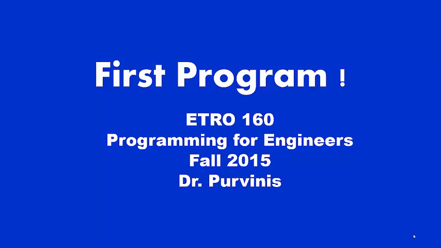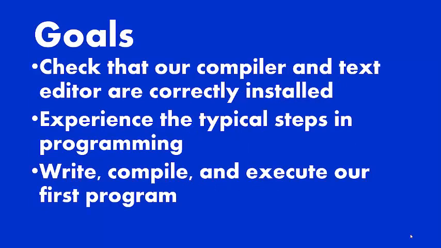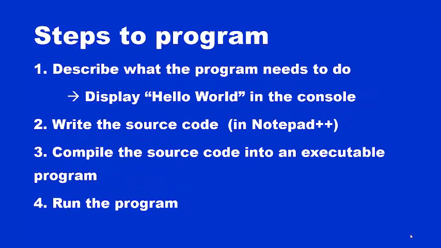We are going to create our first program. The goals of this video and this lesson are for you to check that your compiler and your text editor are correctly installed on your computer. Then we are going to experience the typical steps that are going to be involved in every single program that you will write for this course. And then finally, we will write, compile, and execute our very first, although simple, program, and that will check your system. So the steps that we are going to take.